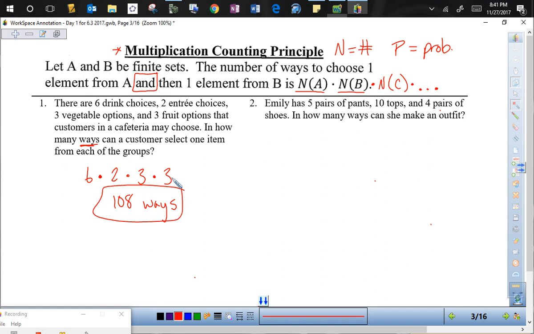On the second one, we've got Emily, who has 5 pairs of pants, 10 tops, and 4 pairs of shoes. We want to know in how many ways she can make an outfit. Again, we're talking about the number of ways, so we just have to look at the choices for each group. The first group we're choosing one from has 5 options, the second group has 10, and the last set has 4. So we're taking 5 times 10 times 4, for a total of 200 different ways that she can make an outfit.